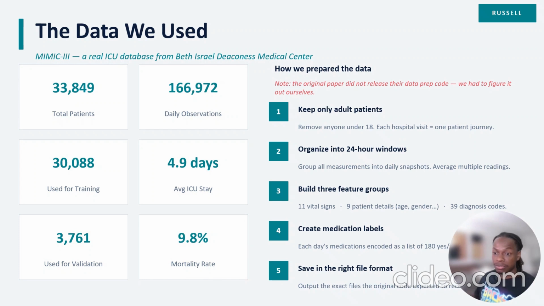full pipeline ourselves. We kept only adult patients, grouped the data in daily windows, built features from vitals, patient details, and diagnosis, and encoded medications into 180 labels. Then we saved everything in the format the original code expected.